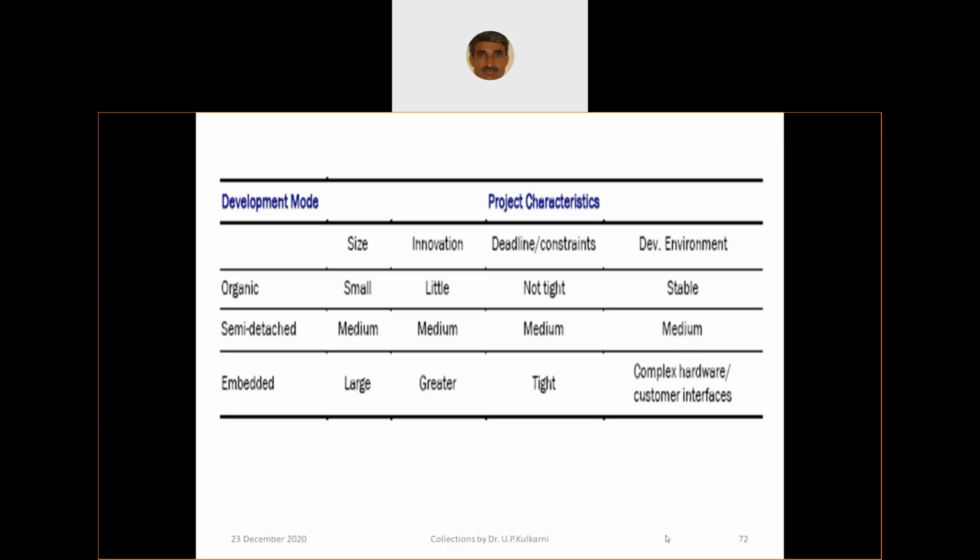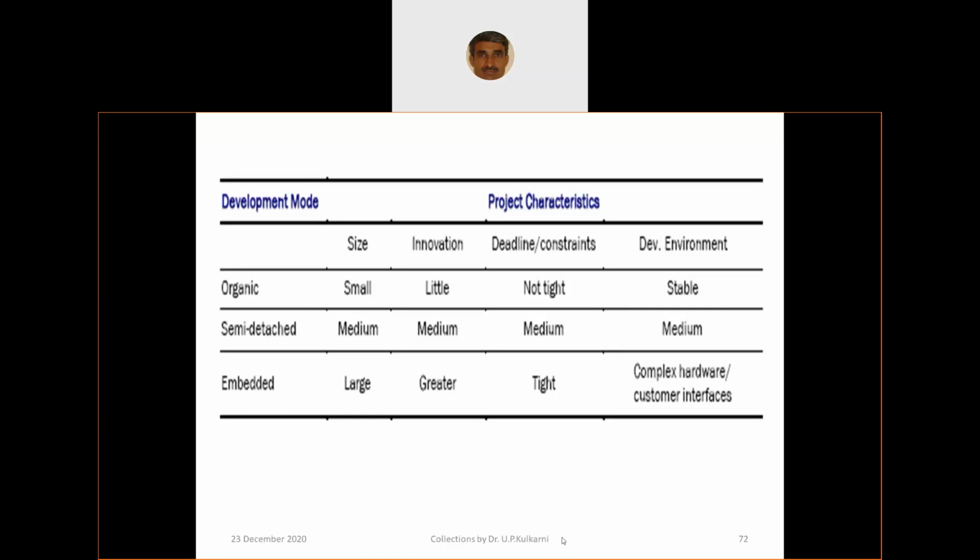You can take a screenshot of this, which will tell you the development model. Project type can be put into three categories with these characteristics. If you remember one table, I think it speaks about everything. Ashish, you can take a screenshot of this. Yes, sir, taken.